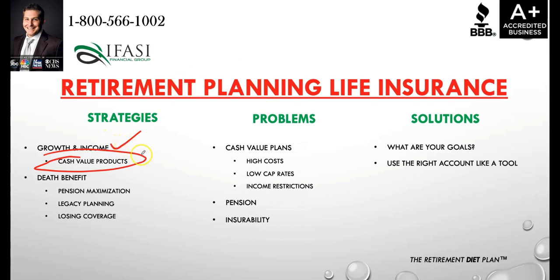Now, there's a lot of problems when individuals try to do that, and it has to do with high costs, low cap rates, and also income restrictions when somebody's trying to pull out money. So conceptually, it sounds great. In reality, it could be a complete disaster if you don't know what you're doing, or if you're leveraging an advisor that's just trying to increase the amount of death benefit, increase the amount of costs to give themselves a hefty commission. Obviously a larger commission, larger fees will mean fewer dollars growing within that cash value plan and ultimately having you waste years and thousands of dollars in the wrong direction. So that's why you want to be careful when you're leveraging that growth and income strategy.